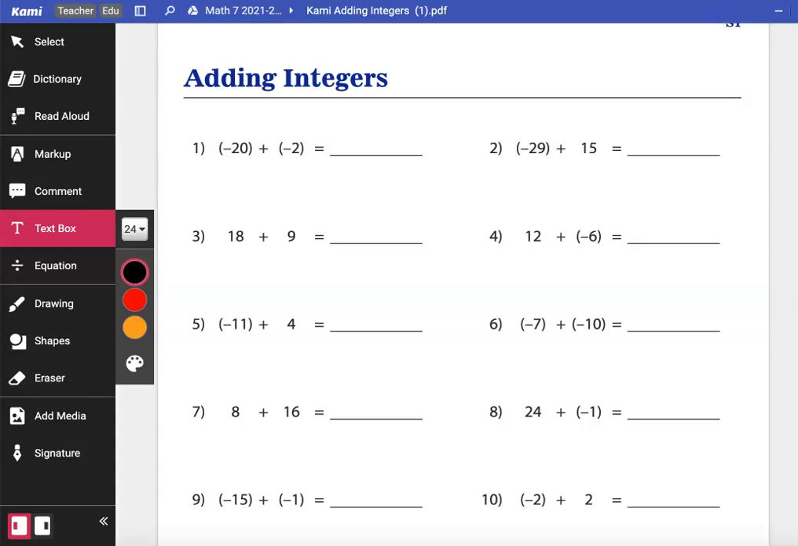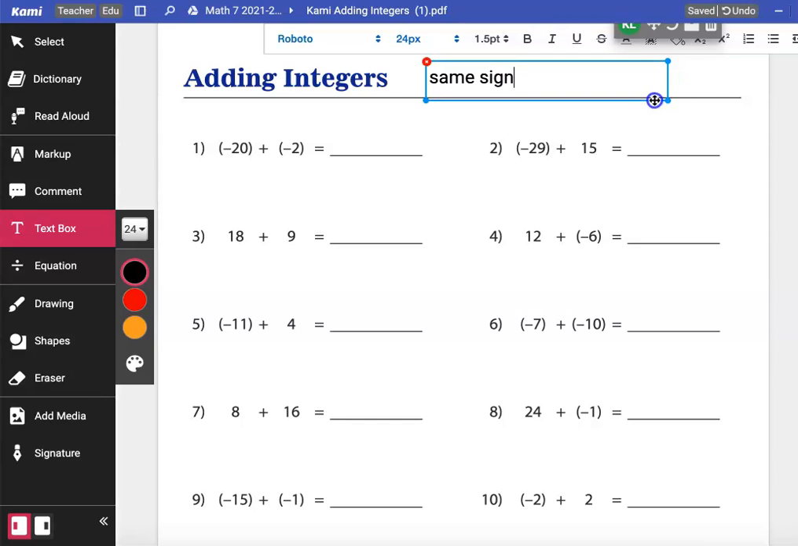Okay, so now we're going to just add integers without number lines. So remember, if they have the same sign, so I'll put this up here. Same sign. Can't see that. Move that down. Same sign. So like a negative and a negative, then you just add the numbers and keep the sign. If they have something different, then you will subtract and take the greater absolute value. So we're going to try that.